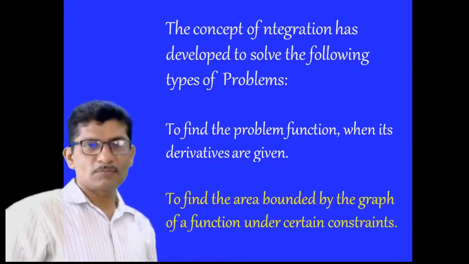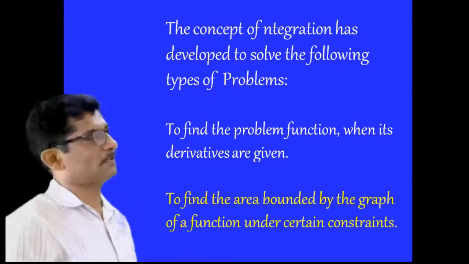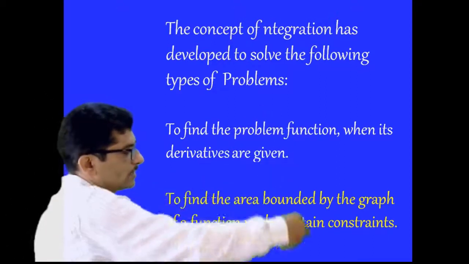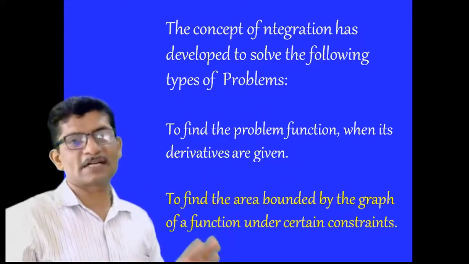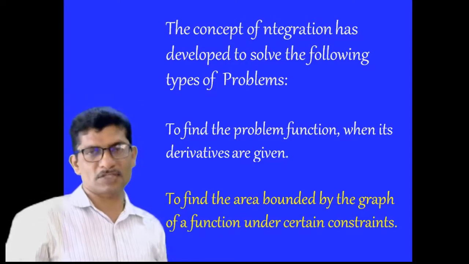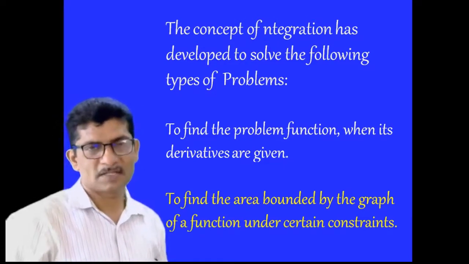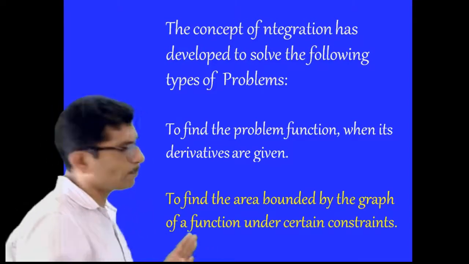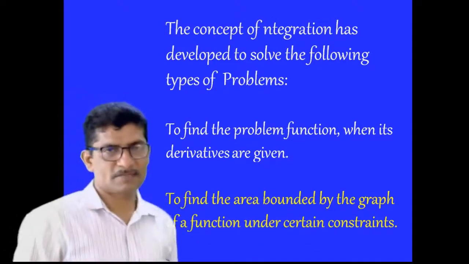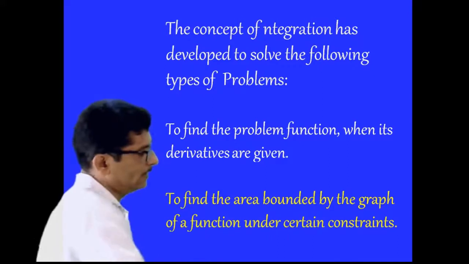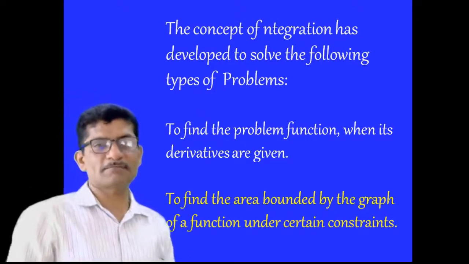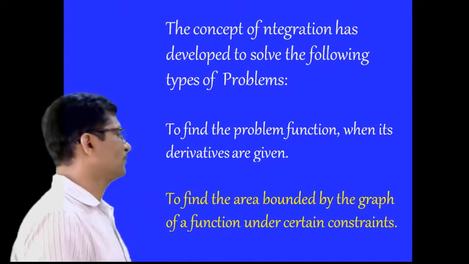One more: to find the area bounded by the graph of functions. When the graph of the function and the boundaries are given, to find the area enclosed inside, we use integration. There are two types. One is to find the original function when its derivative is given. The second is to find the area bounded by the graph of functions under certain conditions, constraints. When the conditions and boundaries are given and we need to find the area, we use the concept of integrations.